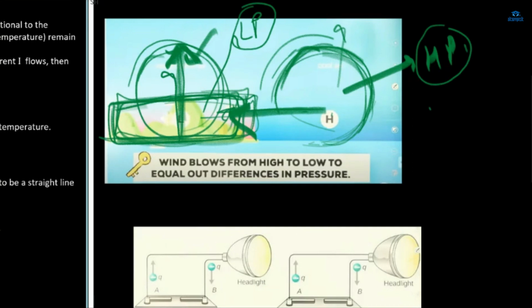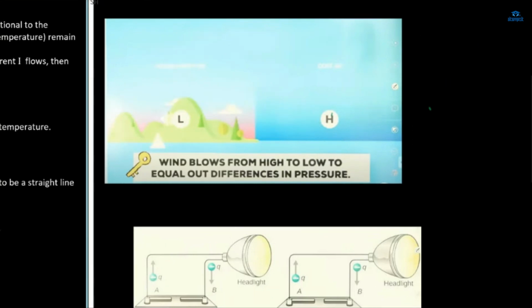So to maintain the pressure, what will happen? The air from the high pressure side will go to the lower pressure side, right? So suppose here it's 50 Pascal. The unit of pressure is Pascal, right? So here is 50 Pascal, here it is 100 Pascal. Okay, pressure is there. Here it's 0 Pascal, and here it's 100 Pascal.